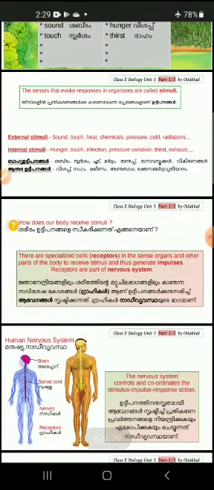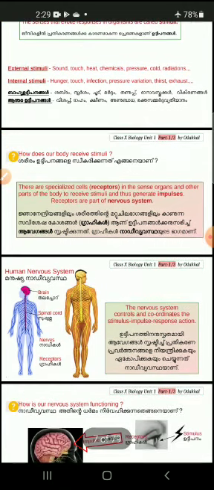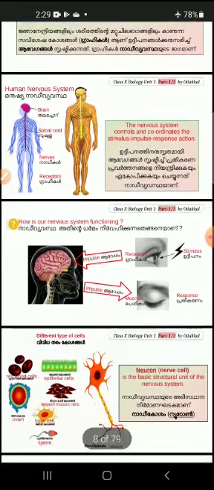Then in the second video class we discussed receptors. Hope all of you understood that receptors are specialized neurons that can receive a stimulus and generate a particular impulse. Receptors are also a part of the nervous system. Then we discussed how the nervous system controls and coordinates stimulus, impulse, response, action.